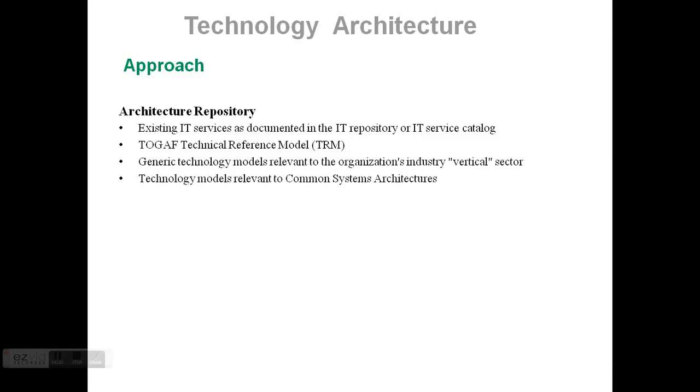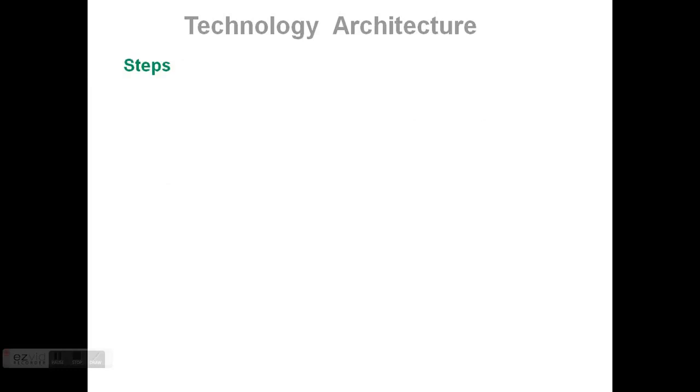We also consider technology models relevant to common systems architecture. For example, security architecture or things similar to that are common architectures used across different industry sectors. For example, the Open Group has reference models for the integrated information infrastructure, III-RM, that we mentioned previously. It focuses on the application-level components and underlying services necessary to provide an integrated information infrastructure.